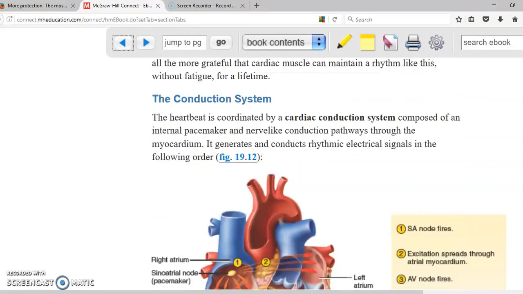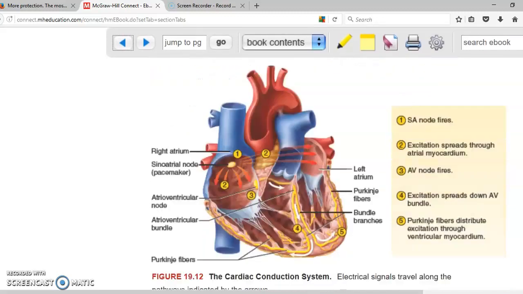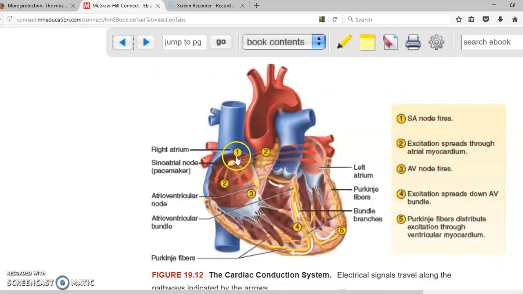Then we have the conduction system of the heart. The conduction system is the electricity and everything that is associated with the electricity of the heart. If we look at the heart and focus just on the electricity, it's basically all this yellow part that you see right here. The first part of the conduction system is this area, which is called the sinoatrial node. It's called sinoatrial because it's located right here in your atrium.